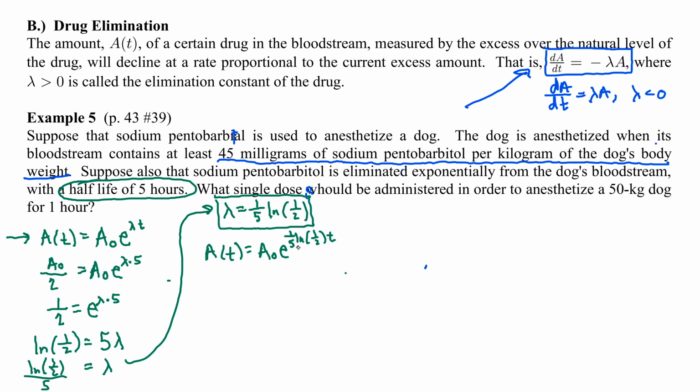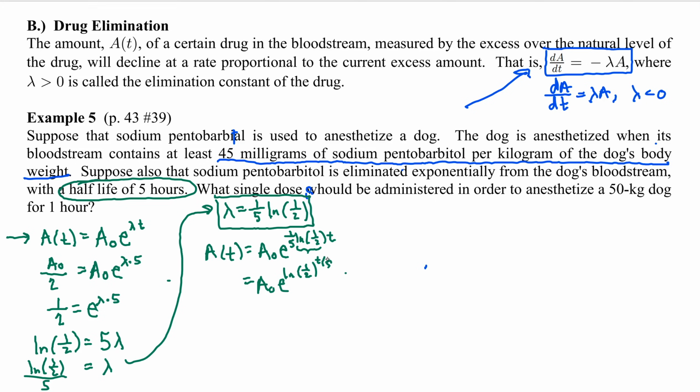So what I'm going to recognize here is that on the natural log function, I actually have two coefficients. I have 1/5 and t, right? Neither of those belong to the argument. That's a coefficient. So what we can do is move the coefficient of the natural log up into the exponent position. So we have A naught e to the natural log of 1/2 raised to the t over 5.